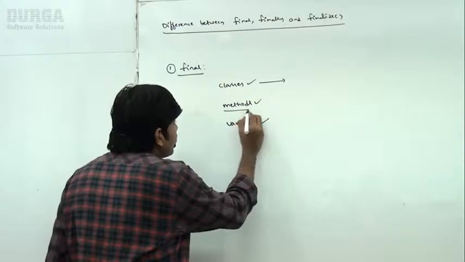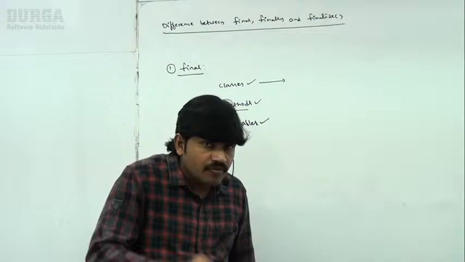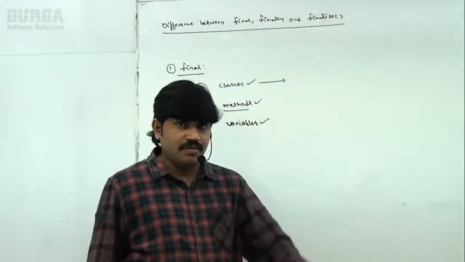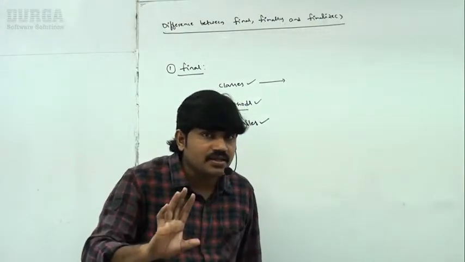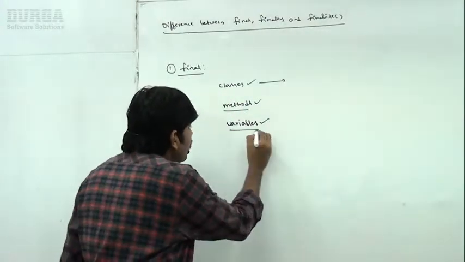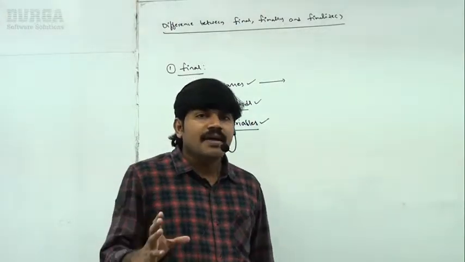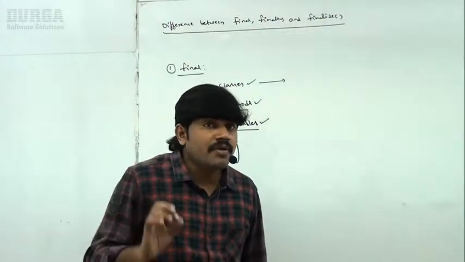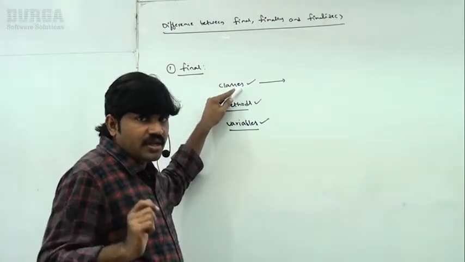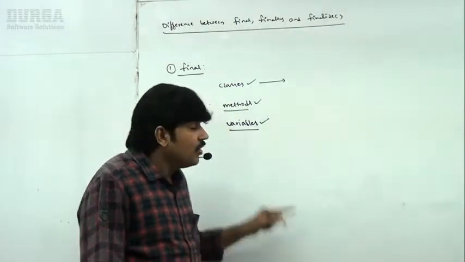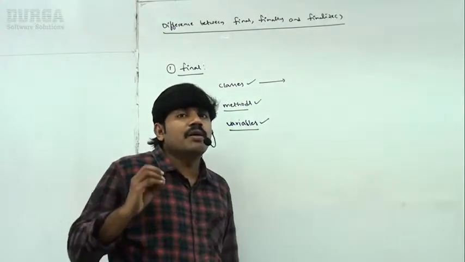Similarly, if a method is declared final, then we can't override that method in the child class. Remember, the parent class method implementation is final. No one is allowed to override it in the child class. Similarly, if a variable is declared final, it means no one is allowed to change it. We can't change its value, the variable becomes a constant. So final class means we can't create a child class. Final method means we can't override. Final variable means we can't change its value.